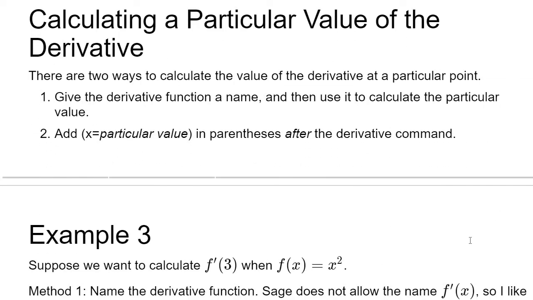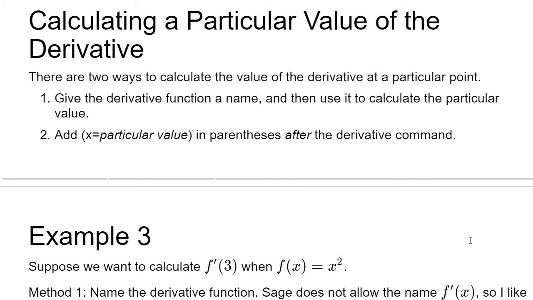Okay, so far we've calculated the derivative function as a function, just in general with the variable x. If you want the slope at a particular x value, x equals 10 or x equals -1, then you need to do a little bit extra work, another step. And there's two ways in Sage to get the value of the derivative at a particular point.